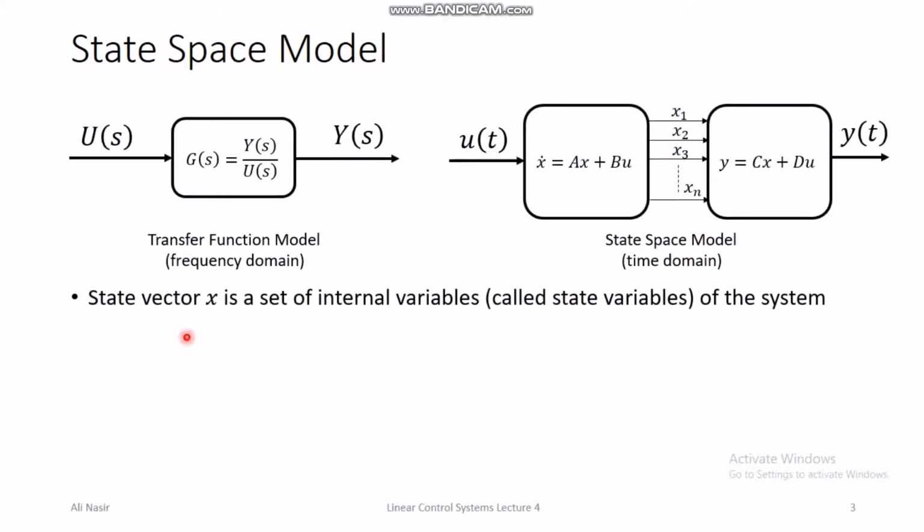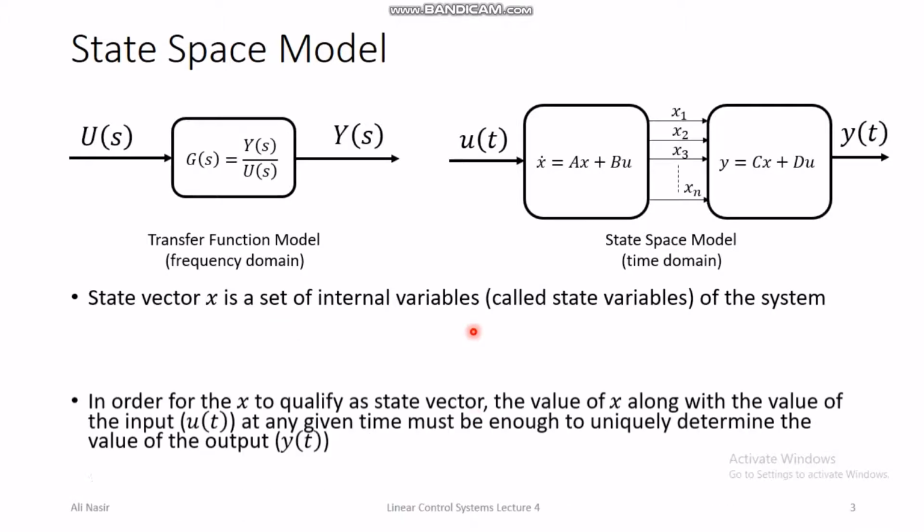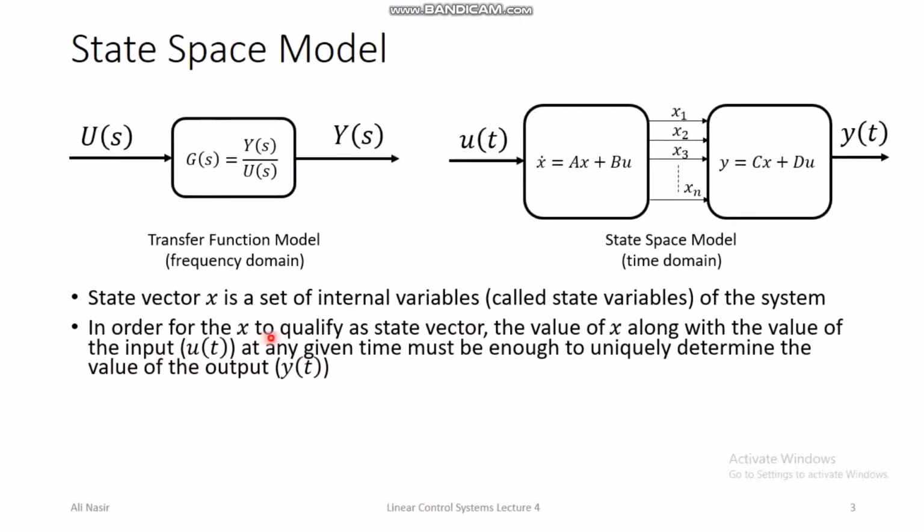The state vector x is a set of internal variables called the state variables of the system. In order for x to qualify as the state vector, the value of x along with the value of u at any given time must be enough to uniquely determine the value of the output.